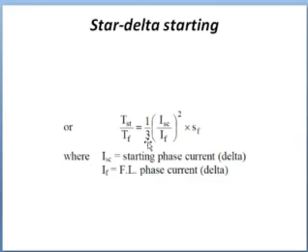Also the current for both cases is reduced: for star delta starting by 1 by 3 times, and for the auto transformer starting, the current is reduced by k square times. So from this methodology we can see that at the starting position we can reduce the starting current by applying these methods, and the most efficient methods are auto transformer starting and star delta starting. This methodology is the most used in practical conditions.